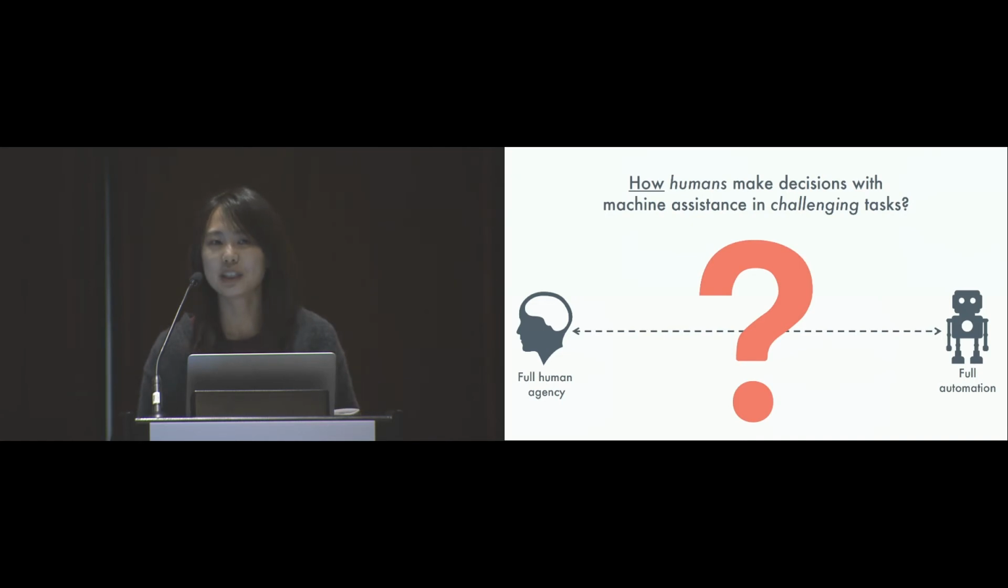So given full human agency and full automation as the extreme ends, what are the other possible modes of machine assistance? As such, the question that we want to find out is how humans make decisions with machine assistance in challenging tasks. And here, we want to emphasize the notion of challenging tasks because in recidivism prediction, judges do not know for sure if the person would commit a crime again or not. But unlike in an object recognition task, I'm pretty sure most of you here would be able to recognize if a cat exists in a picture or not.